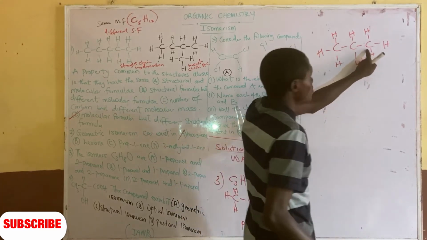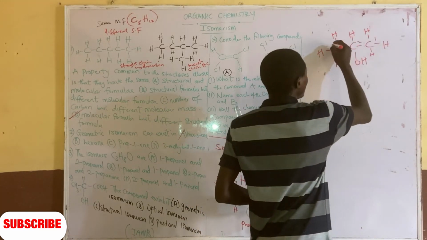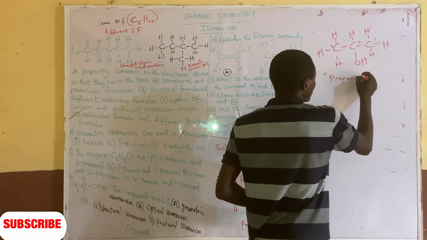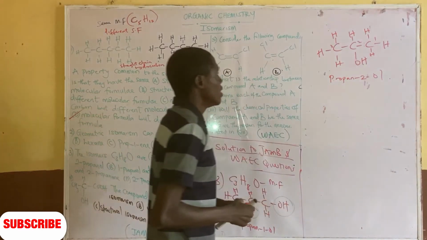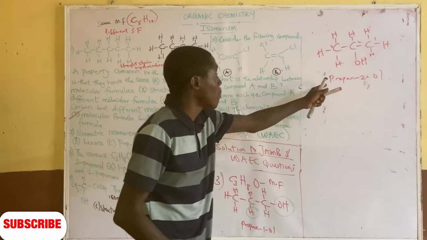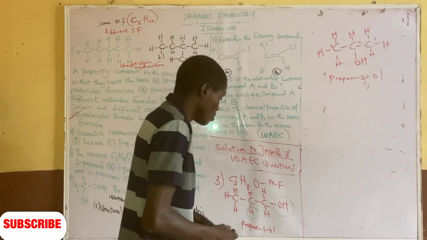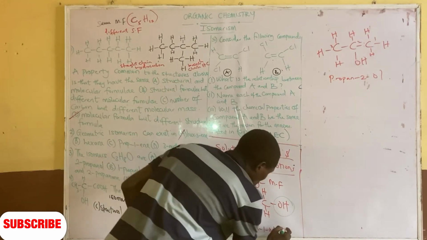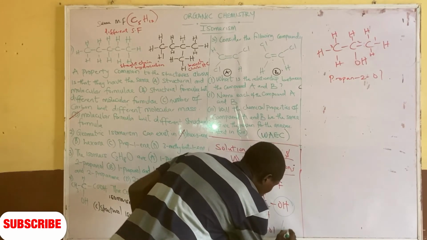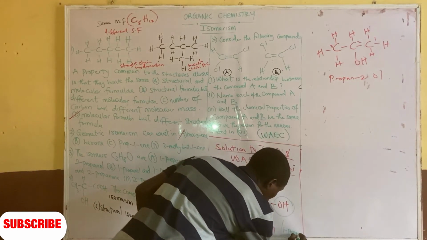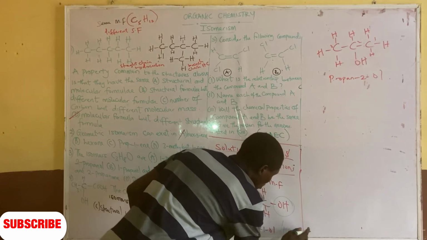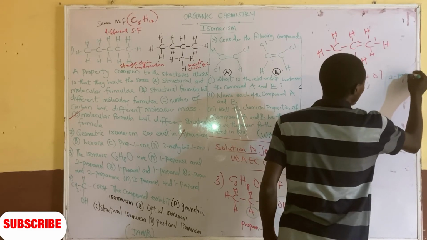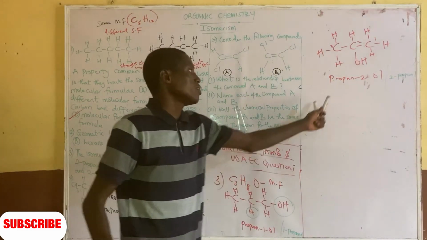So if I want to name this one, now this one will be 1, 2, 3. So this one will be propan-1-ol or propan-2-ol. You can also call it 1-propanol, depends on you. Or you can call it 1-propanol or 2-propanol. But I prefer using propan-2-ol.